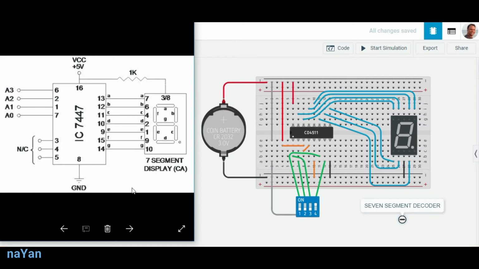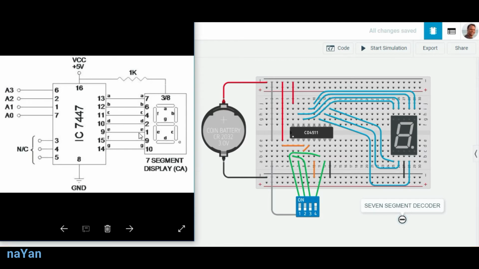This is the exact circuit diagram if we are using IC 7447 as a BCD to 7 segment decoder and a 7 segment display with common anode. But for a change in our circuit, we are using CD4511, which is also a BCD to 7 segment decoder with the same pin configuration, but it is used with a common cathode 7 segment display.